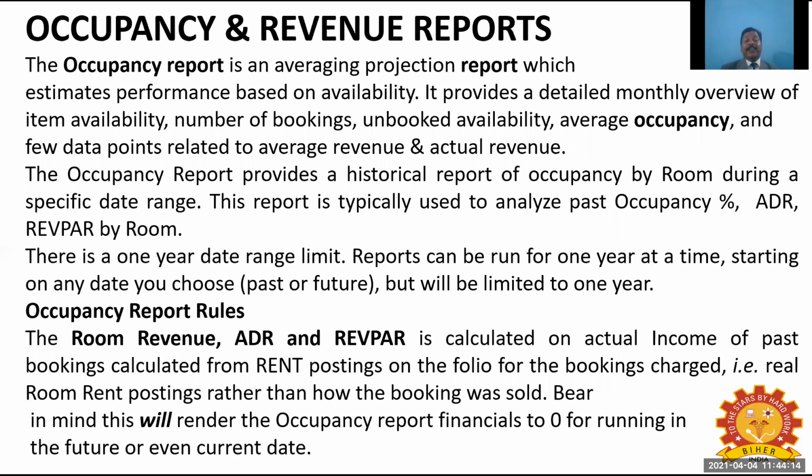There is a 1 year date range limit. Reports can be run for 1 year at a time, starting on any date you choose, that is past or future, but will be limited to 1 year. Occupancy report rules: the room revenue, ADR, and RevPAR are calculated from the actual income of past bookings, from rent postings on the folio for the bookings charged, that is real room rent postings rather than how the booking was sold. Bear in mind, this will render the occupancy report financials to zero when running for the future or even current.